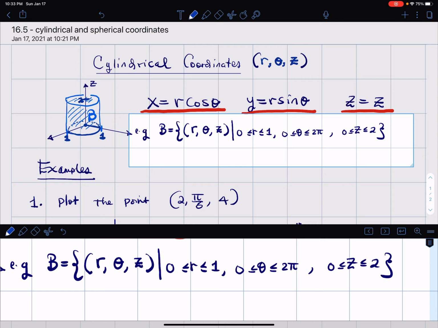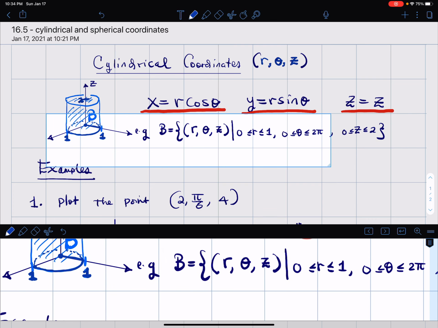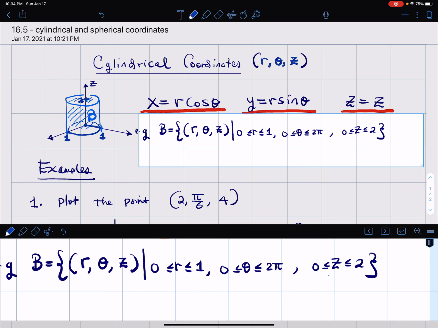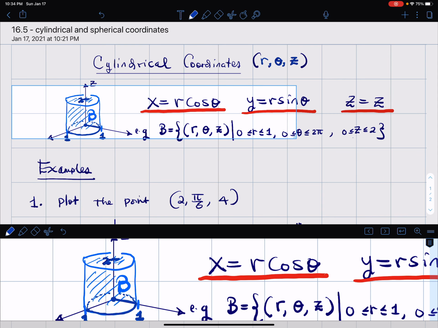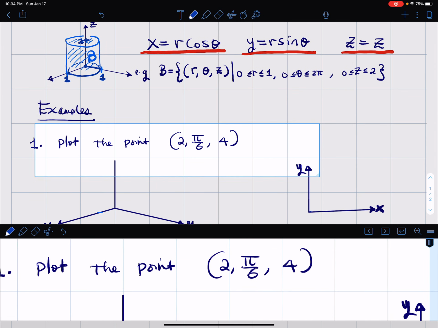So I have polar coordinates, we have just r and theta. So for cylindrical coordinates, we have r, theta, and z. For that reason, r goes from 0 to 1. I already explained 0 to 1 here. Theta goes from 0 to 2 pi, and z goes from 0 to 2 for this particular solid. This is just an example. Now let's do more examples.